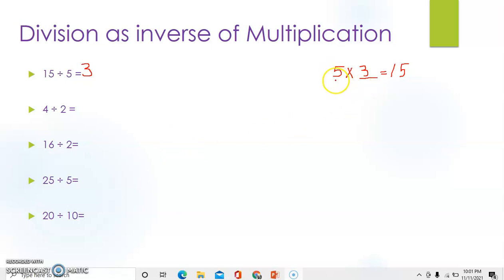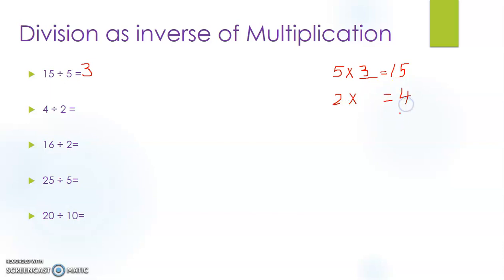Find a number which when multiplied by the divisor will give you the dividend. So, 4 divided by 2. Find a number which when multiplied by 2 will give you 4. We know 2 into 2 is equal to 4. 2 2s are 4. So 4 divided by 2 is 2.